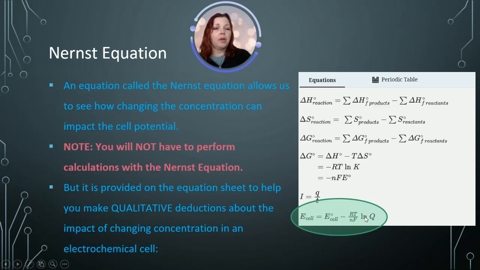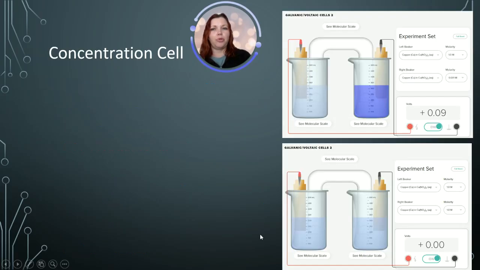So you can talk about how the Q value increases or the Q value decreases, and how that's going to impact your Ecell relative to the E standard. And so we're going to look at that a little bit more. All right, so back to these pictures again.